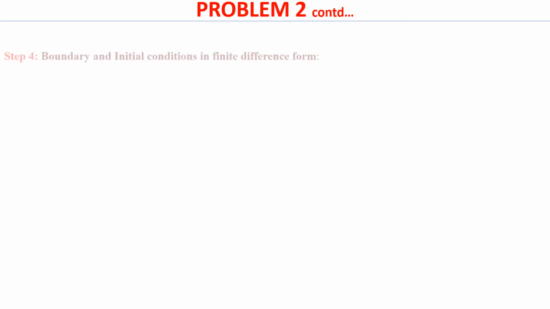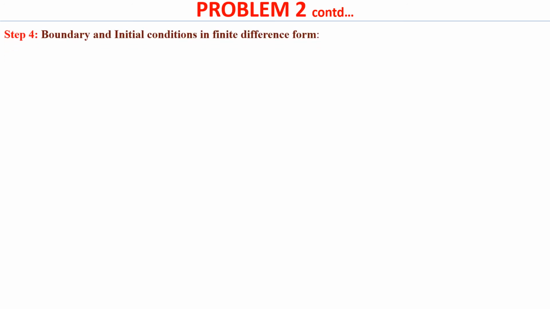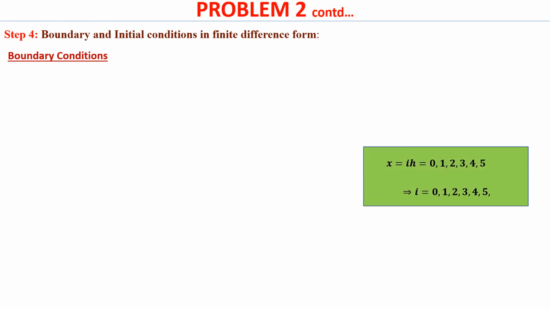Let us now move to step 4, which is the boundary and initial conditions in the finite difference form. From step 3, we have certain values. So let us start by writing those values, the x values and the i values. This is going to help us. We'll start with the first boundary condition.